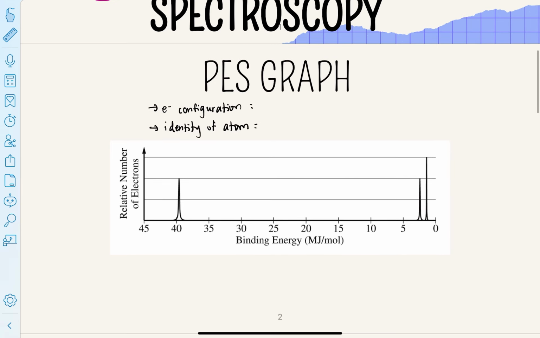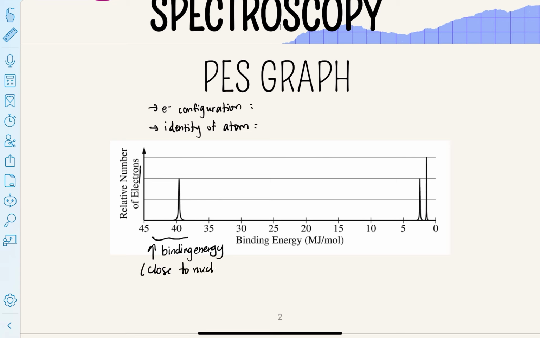So on this graph, I have a relative number of electrons on the y-axis, and then on the x-axis, I have binding energy. So what I can see over here is that on the left, this represents a higher binding energy. And if my binding energy is higher, what that means is these electrons are very tightly bound to the nucleus, which means they're very close to the nucleus.